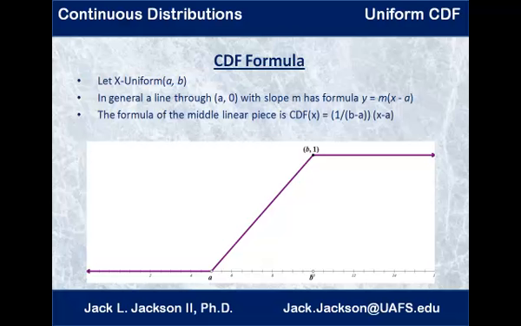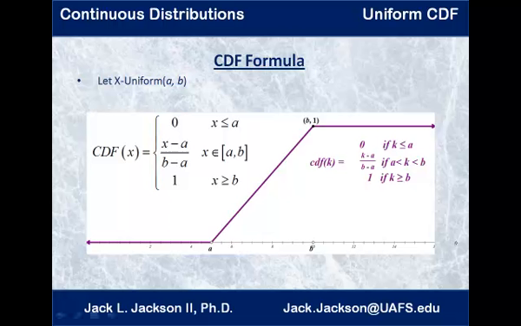The question then is, we just have to figure out the slope. Well, the height of this is 1. So delta y is 1 as we go from the point (a, 0) to (b, 1). We're increasing the y's by 1. And delta x is just going from a to b, which is b minus a. So delta y over delta x is 1 over b minus a, and that's your slope. So your formula is 1 over b minus a times x minus a, or just x minus a over b minus a.